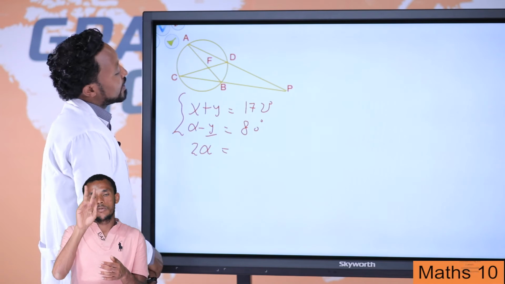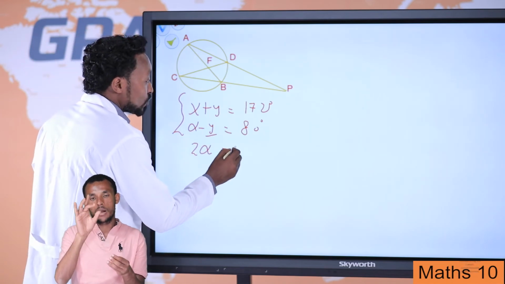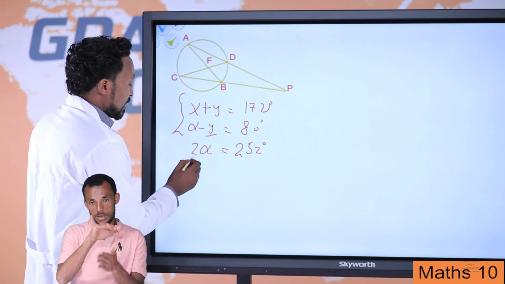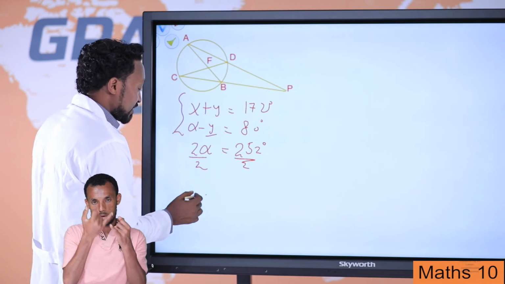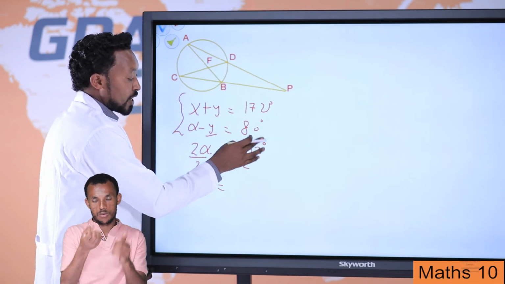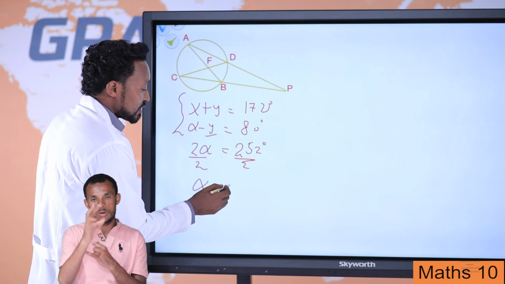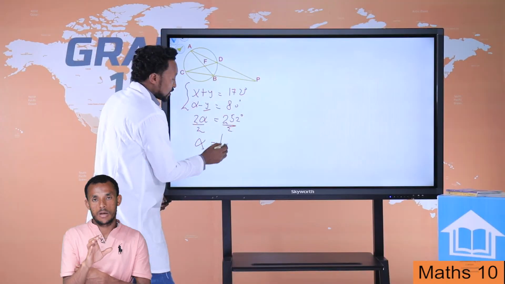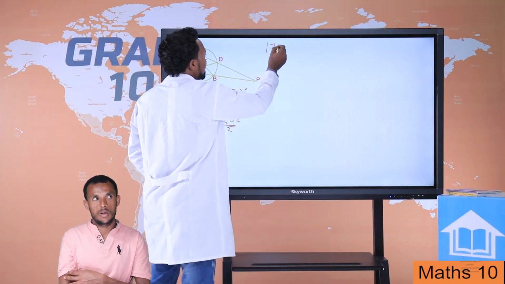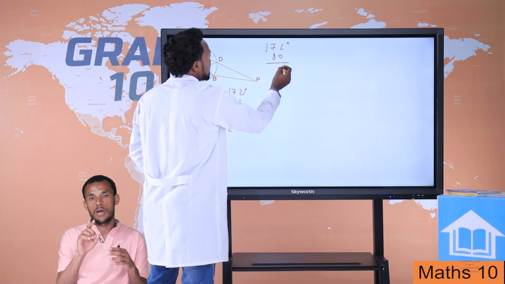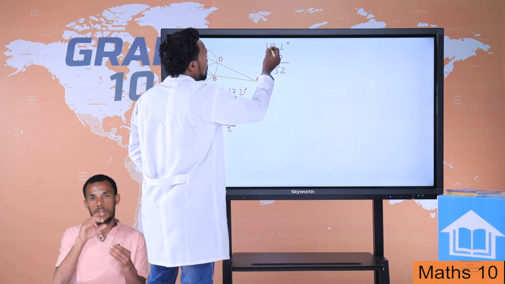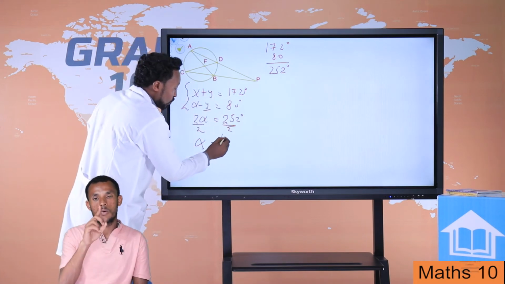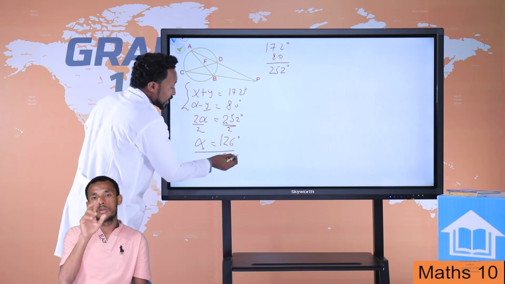172 plus 80 degrees, 252 degrees. This means the same as divided by 2. It gives x is equal to what? 252 divided by 2. It gives 126. Let me add here, 172 plus 80 degrees, it gives 252. Therefore, let me divide this one. 126 degrees. X is 126 degrees.